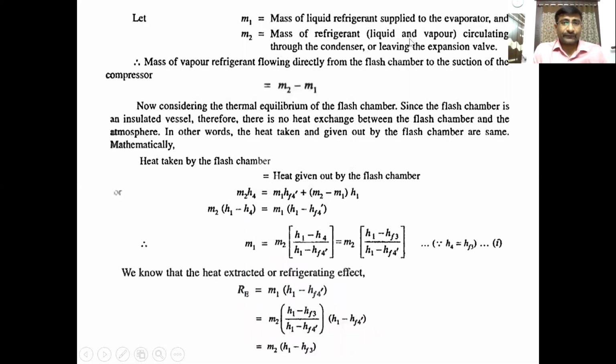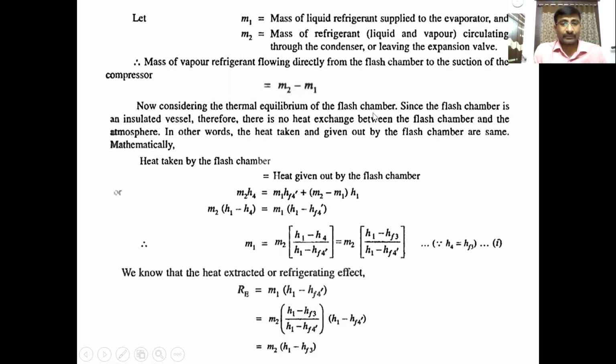Let us take M1 as the mass of liquid refrigerant supplied to the evaporator. M2 is the mass of refrigerant, liquid and vapor mixture, circulating through the condenser or leaving the expansion valve. This is the total amount of refrigerant, out of which M1 is the separated liquid refrigerant, and the vapor refrigerant, which is directly sent to the suction side, is M2 minus M1. Clear?